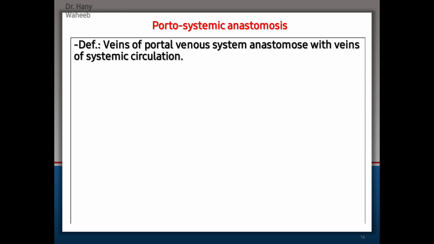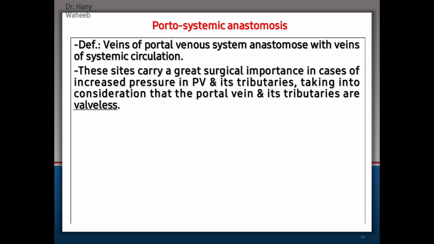What about portosystemic anastomosis? Definition: veins of the portal venous system anastomose with veins of the systemic circulation. These are sites carrying anastomosis between veins belonging to the portal circulation and veins belonging to the systemic circulation. These sites carry great surgical importance in cases of increased pressure in the portal vein and its tributaries. This case is called portal hypertension.